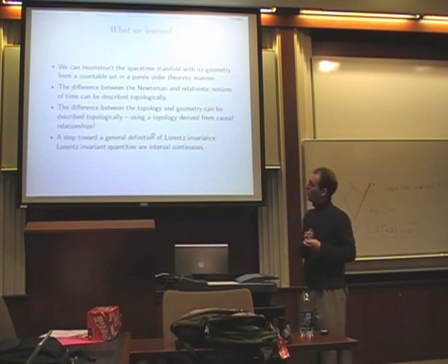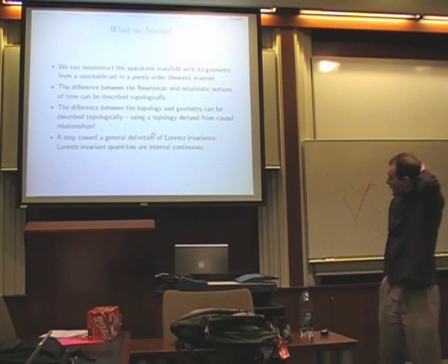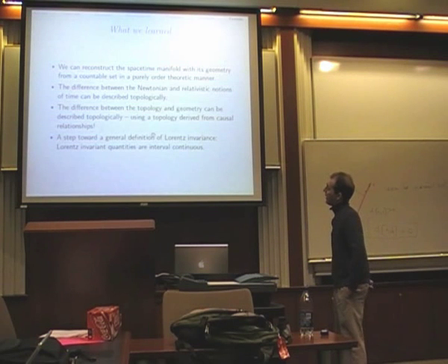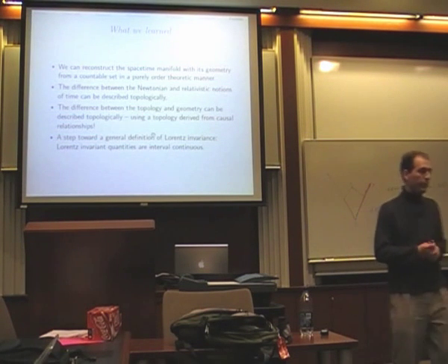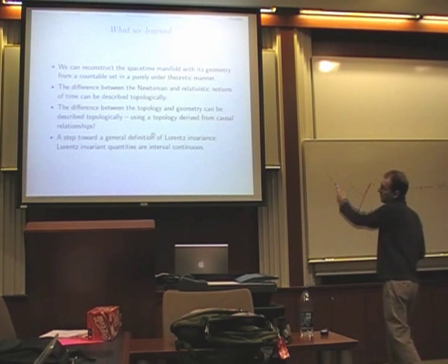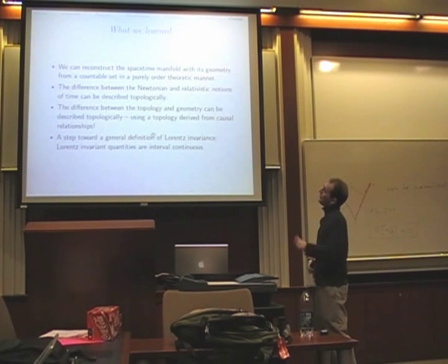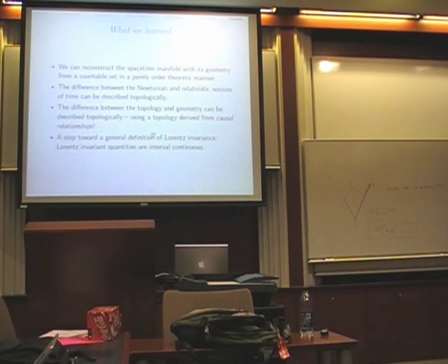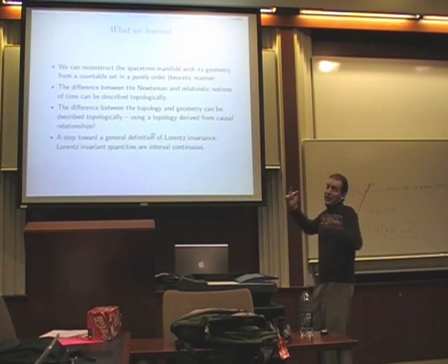So here's some things we learned. I always like to end the talk with what we learned. We learned that we can reconstruct the space-time manifold with its geometry from a countable set using only order. And we learned that you can describe the difference between the Newtonian and relativistic notions of time using topology. Now, the topology of space-time? No. A very weird topology on the domain of space-time intervals, which, by the way, is never Hausdorff. I didn't mention that, but the interval topology on the domain of space-time intervals is actually never Hausdorff, which is another very strange thing. And it's not the Scott topology.